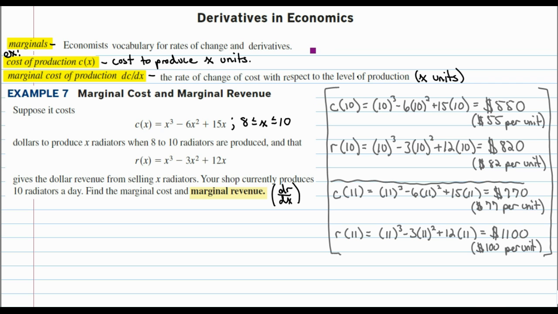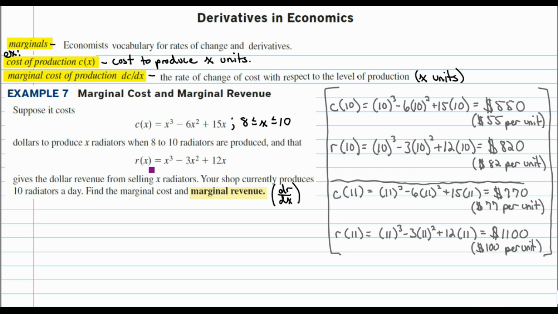I mean, there's a lot of other things to producing radiators than just a cubic function's worth of stuff. Like you need fewer employees, maybe you need a smaller factory, maybe you need fewer trucks. I mean, there's all these other things going on. Or maybe over 11, you know, if you are producing faster, you might have more injuries. I don't know, but this function will only apply for 8 to 10 radiators.